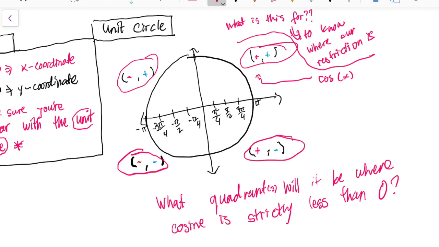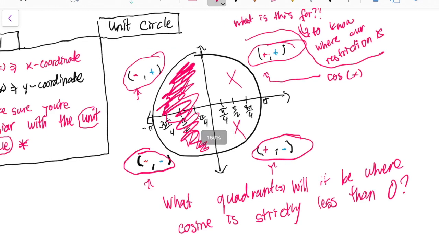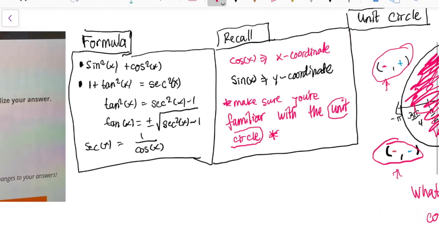Okay, so is cosine here negative? No. How about here? Yes. How about here? Yes again. How about here? No. So we're only focusing on this half of the circle. So, knowing all that, we can finally know which formula to use.